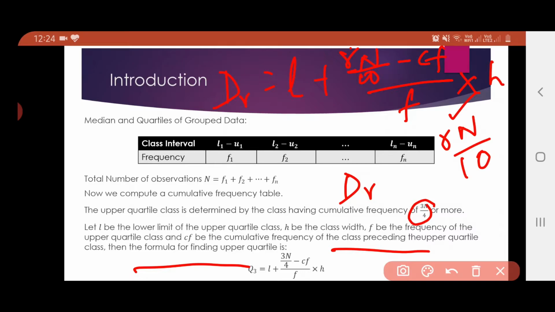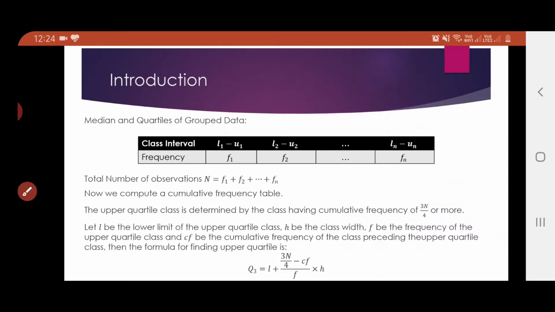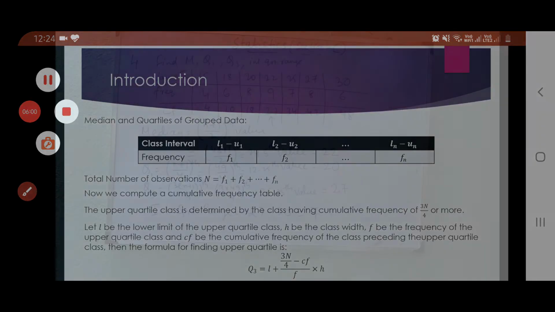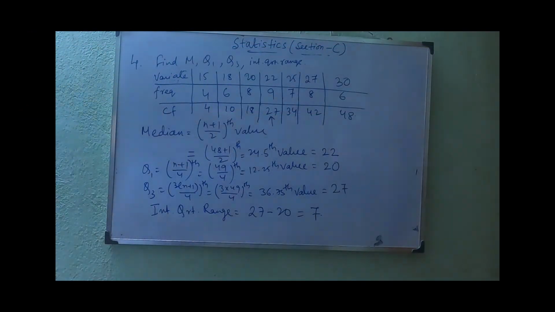Fine. So now once again, let us take a few problems to understand the topic. Right. Let us move to question number 5.